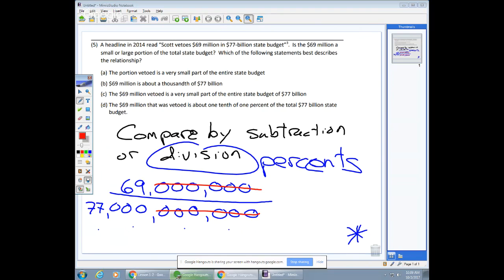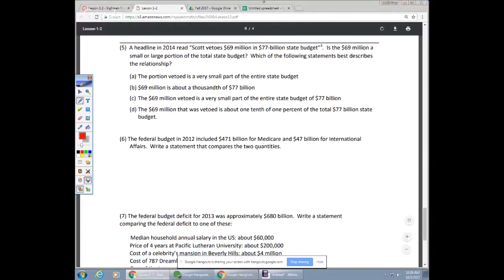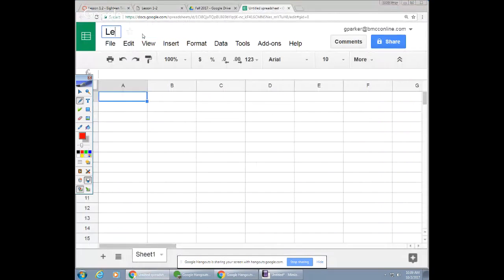I'll do it in a couple of different ways. Google calculator, here we are. I'm playing with lesson 1.2. Good idea to label stuff. And what do I have? I have some kind of veto, and then I have a budget. Budget on a good day. 69, 1, 2, 3, 1, 2, 3, and 77, 1, 2, 3, 4, 5, 6, 79. And then I could divide them.